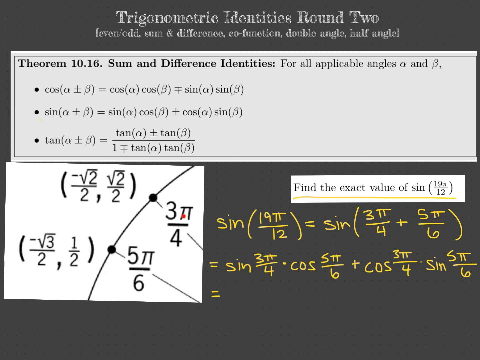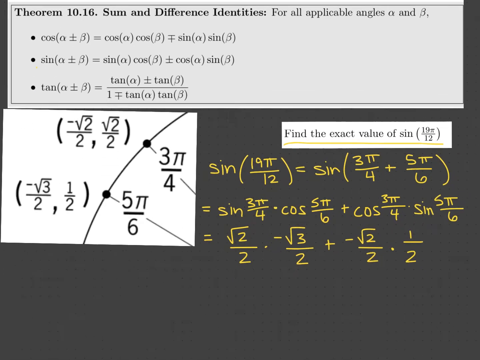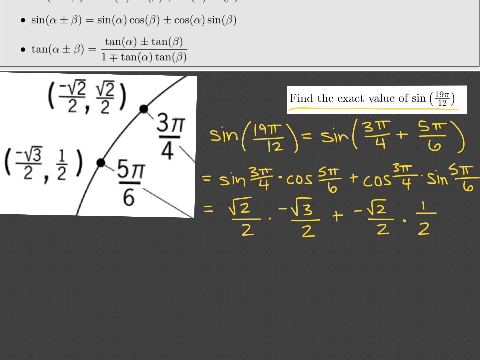The sine of 3π/4 is √2/2, and the cosine of 5π/6 is negative √3/2. Next, the cosine of 3π/4 is negative √2/2, and the sine of 5π/6 is 1/2. Now, simplifying this using some algebra, our first term will end up being negative √6/4, and our second term is minus a negative √2/4, to give us negative √6 minus √2, all over 4.